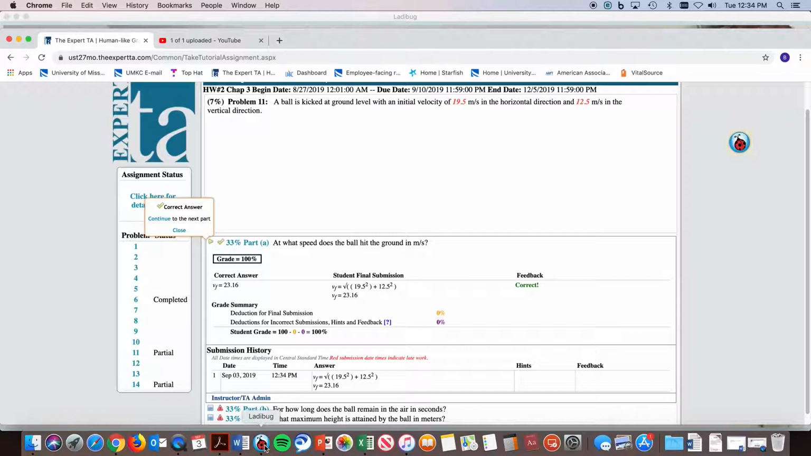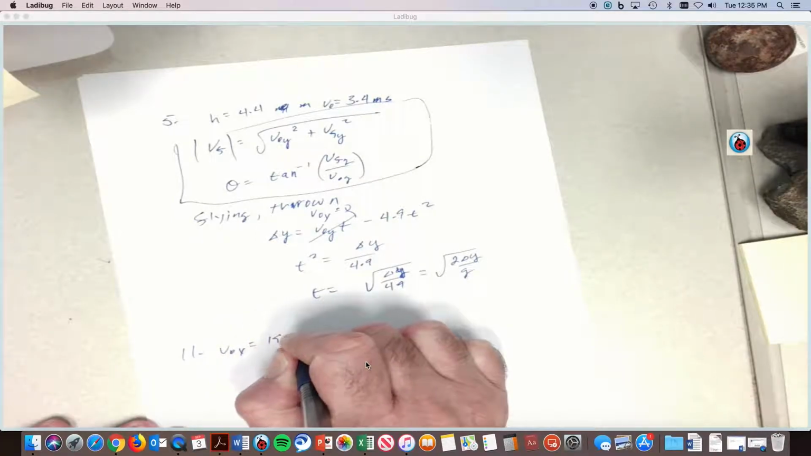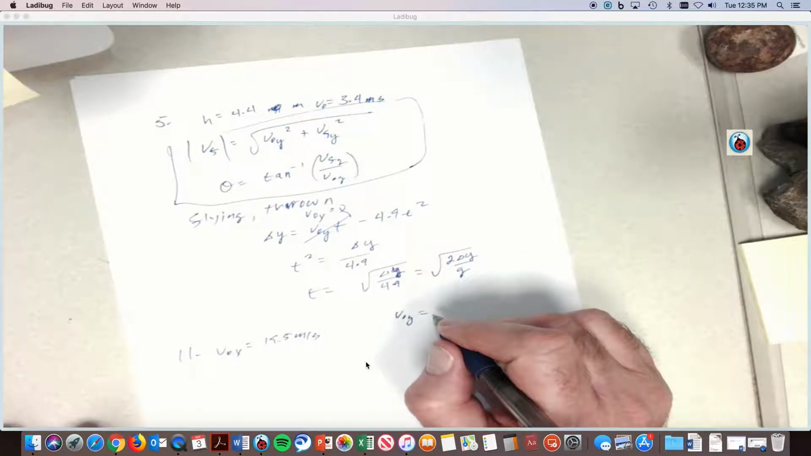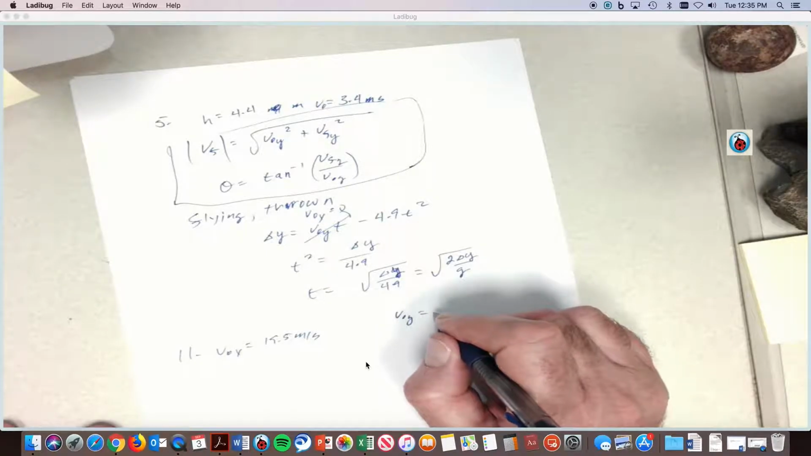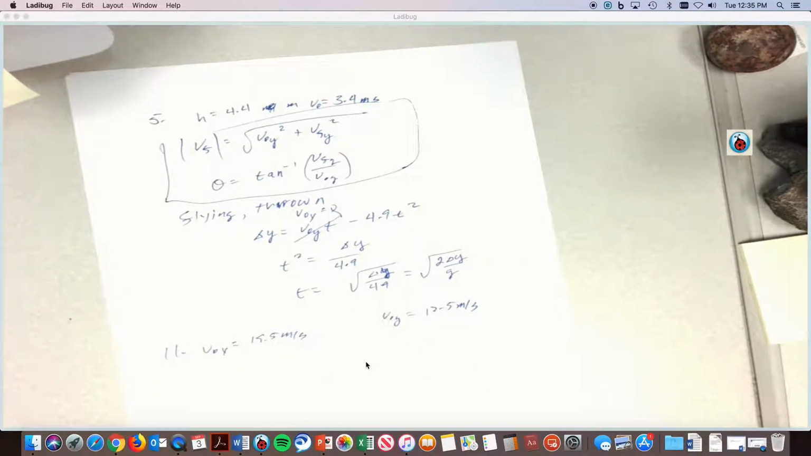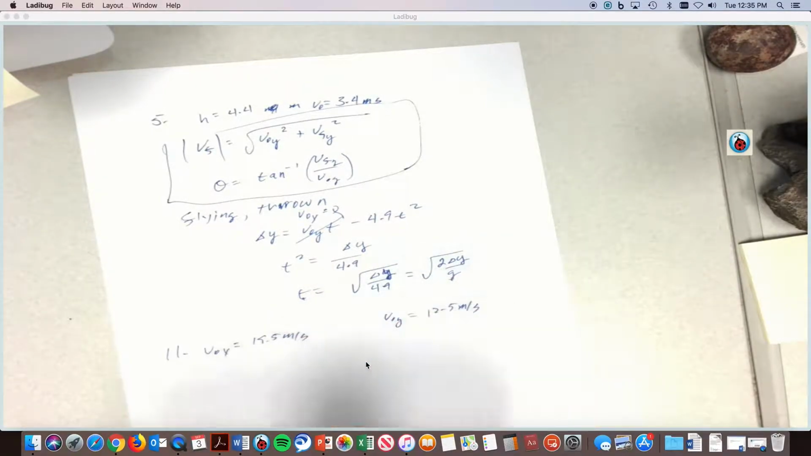19.5, 12.5. Oh, we've got to find the angle. But we don't really need to, because I know what v naught x is and I know what v naught y is. They gave me v naught x and v naught y. That's nice. So for problem 11, v naught x is equal to 19.5 meters per second, and v naught y is 12.5 meters per second. Now, we could look at this formula here and go, oh, this gives me t max. If I multiplied this t by 2, I would wind up with the time that the ball's in the air, and I could, but let's go ahead and work it out.